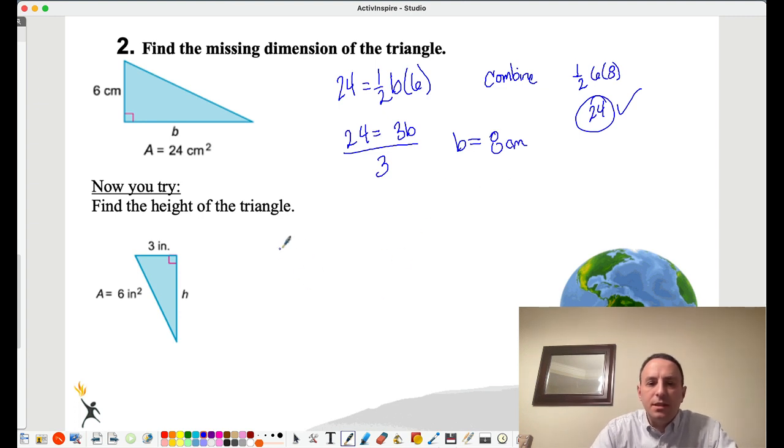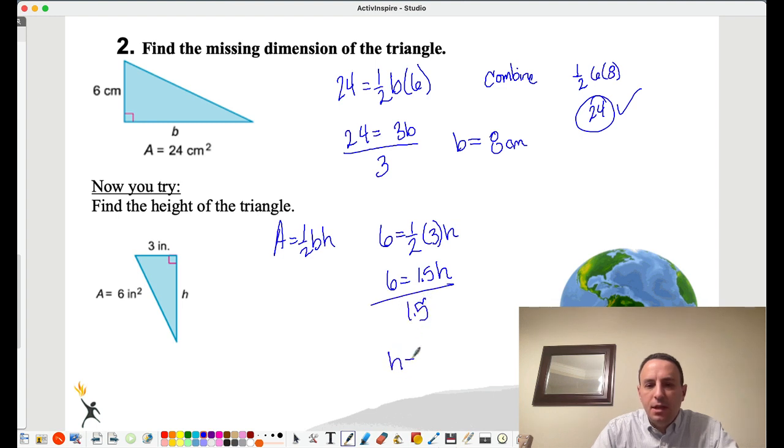All right, so let's plug this in. Area equals 1/2 base times height. So we're going to say 6 is equal to 1/2 of our base, which is 3, times the height. So 6 is equal to 1.5 times height. Divide by 1.5, and h is equal to 4 inches.